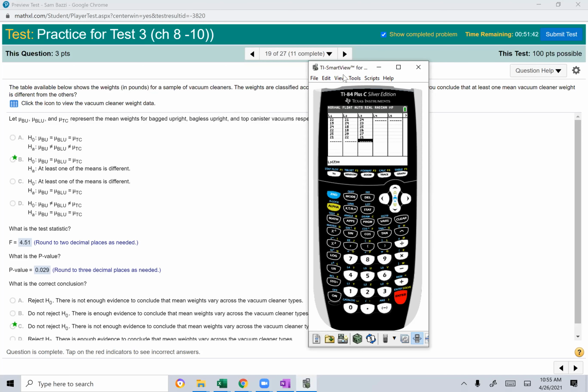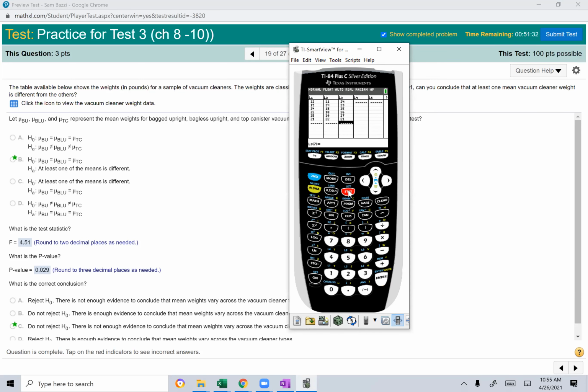So, can you conclude that at least one mean vacuum cleaner weight is different from the others? So the claim is in HA. And here's how you get the test statistic. You go to stat, tests, scroll up, guys. It's the last test, ANOVA. Put L1, second and number 1, comma, second and number 2, comma, second and number 3, close, enter. And F is 4.51. The p-value is 0.029. And what's alpha here? Let me see. At 0.01.